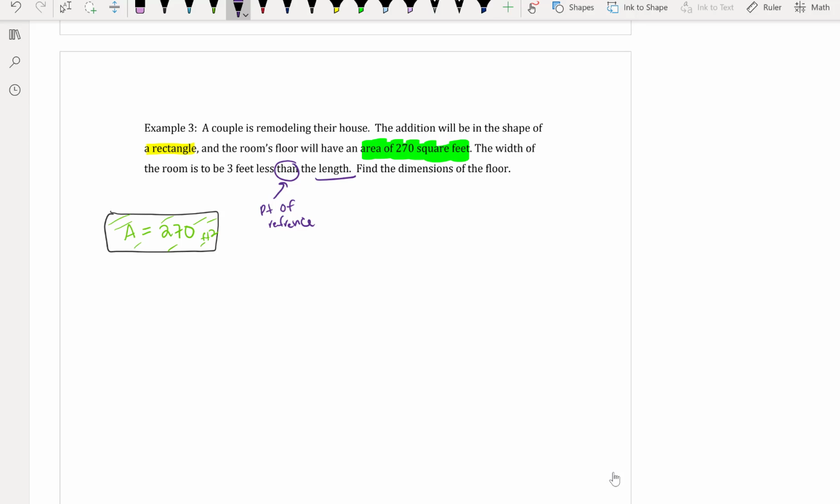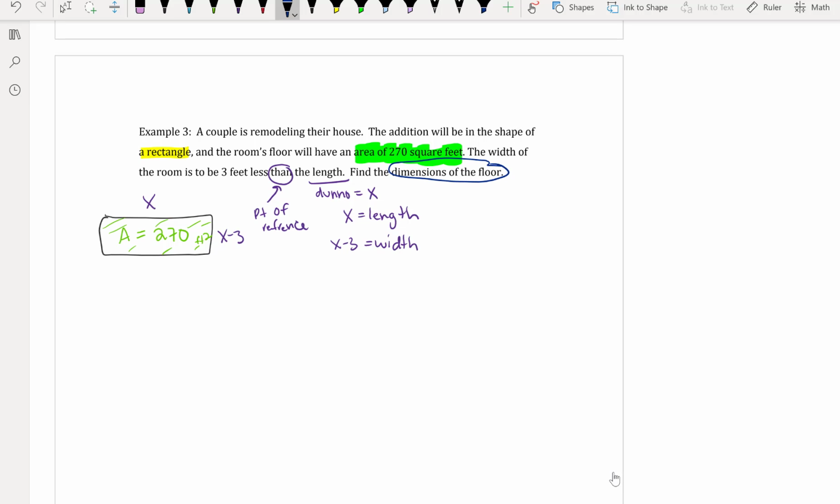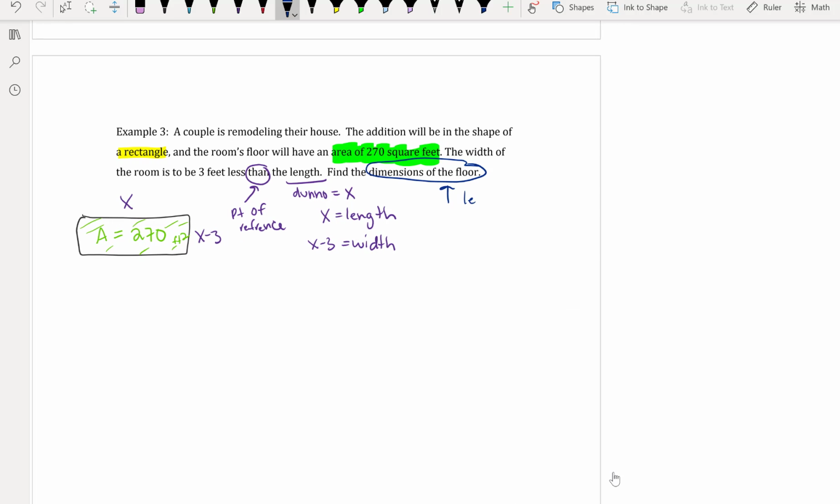So whatever comes behind it is the I don't know. So the I don't know is always going to be x. So here my x is equal to my length. So if the width is supposed to be 3 feet less than that, then it's going to be x minus 3. So x minus 3 is equal to my width. So if it specifically says to find the dimensions of the floor, the dimensions just means the length and the width.